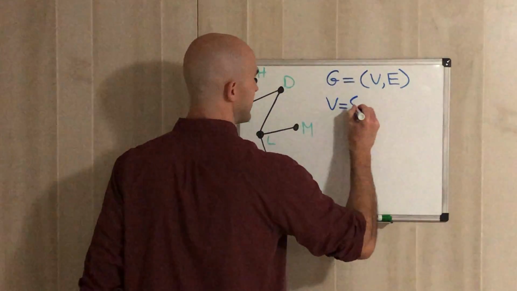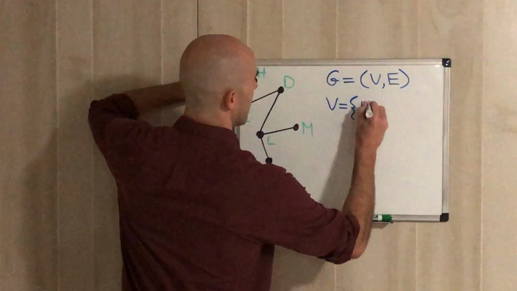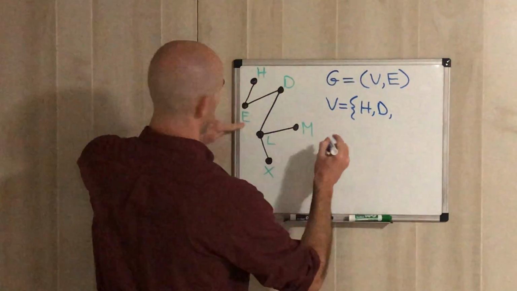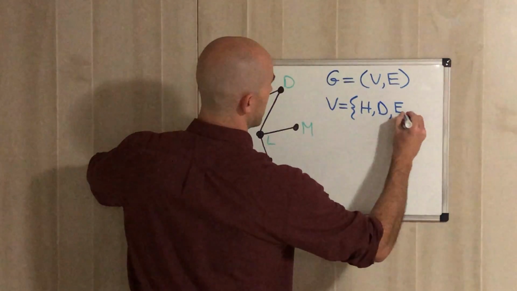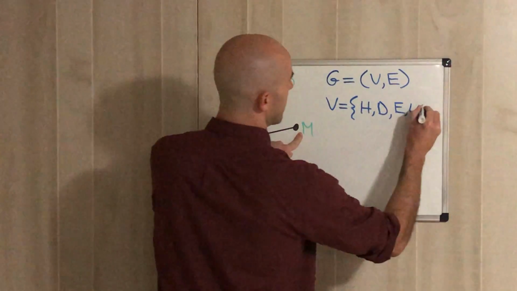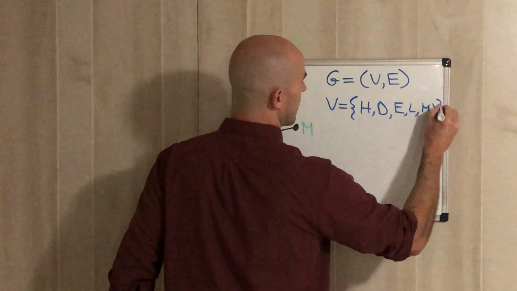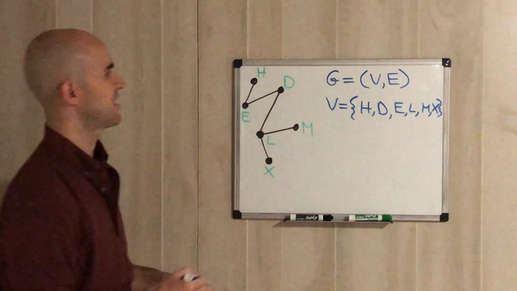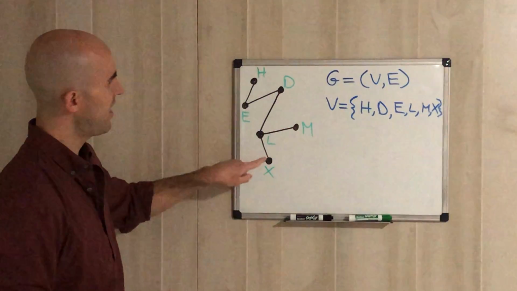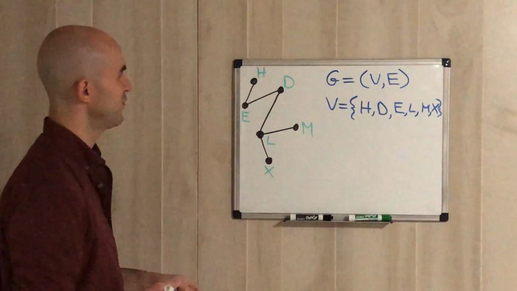So all of our vertices that we have, let's look at them. We have H, right? We have D, and again, the order doesn't matter, guys. We have E, we have L, we have M, and we have X, right? So there are 6 vertices, right? We have H, D, E, M, L, and X. We have those 6 vertices. That's our representation for those vertices.